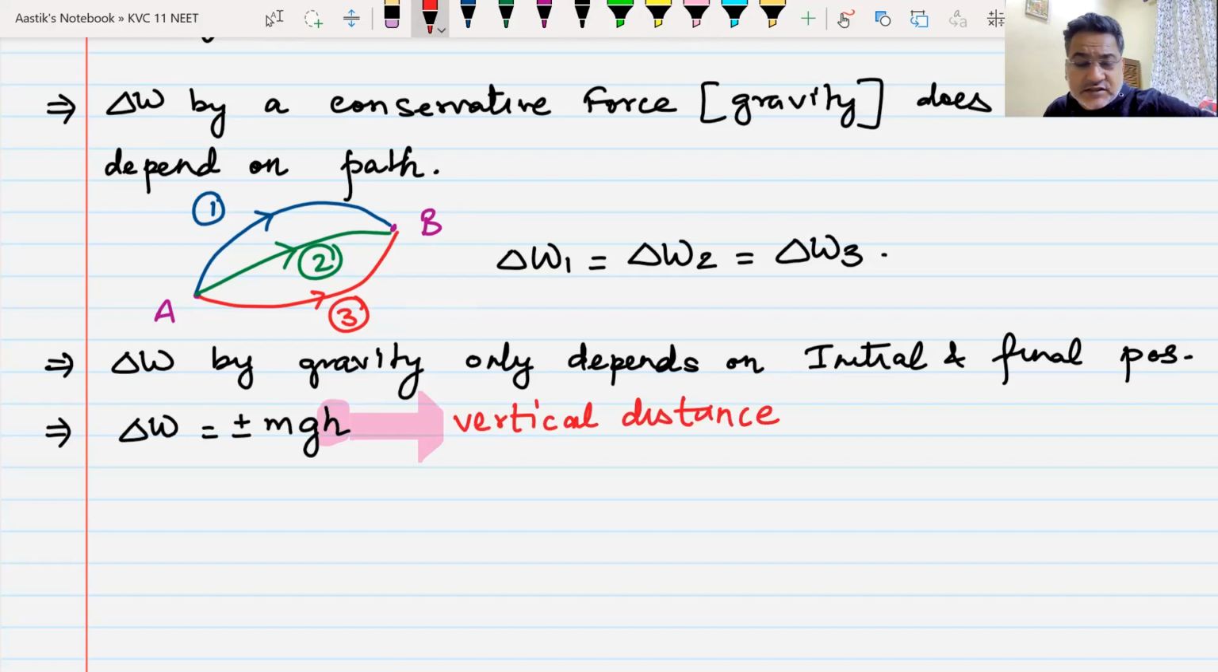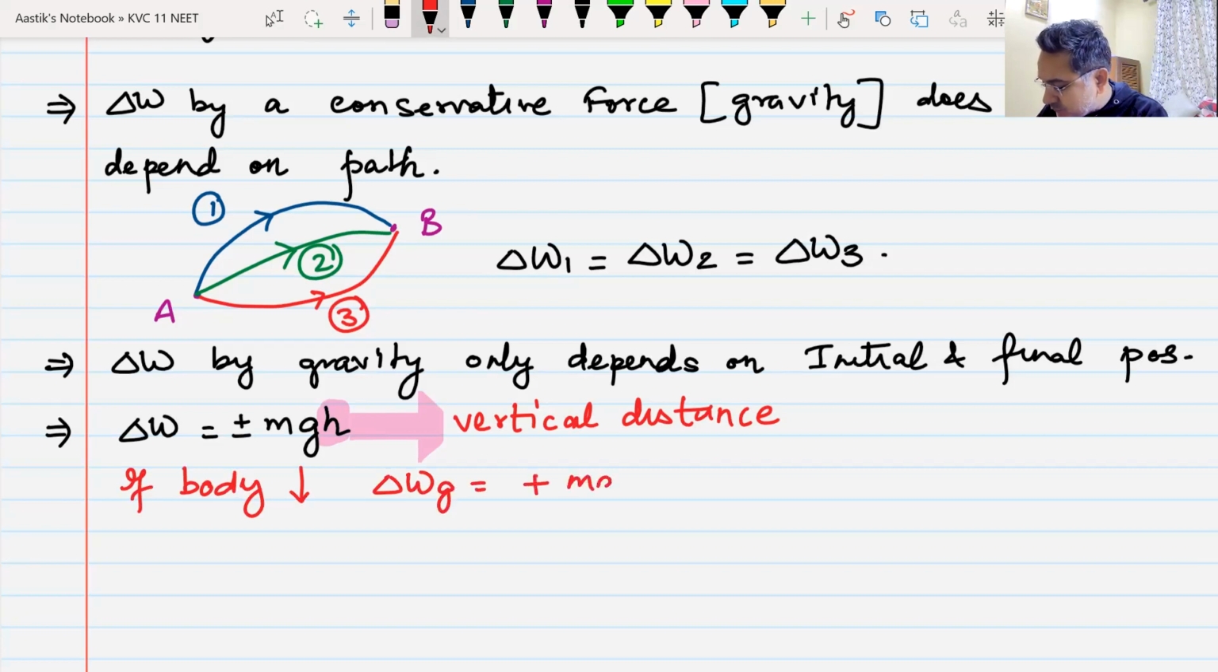H is the vertical distance the body has moved. Work done by gravity does not depend on path. It only depends on the vertical distance the body has moved. Now, I have said it can be positive, it can be negative. When is it positive, when is it negative? If the body goes down, work done by gravity will be plus mgh.